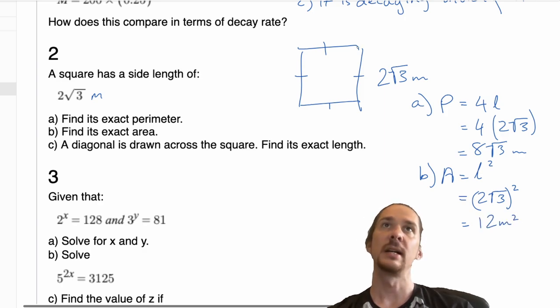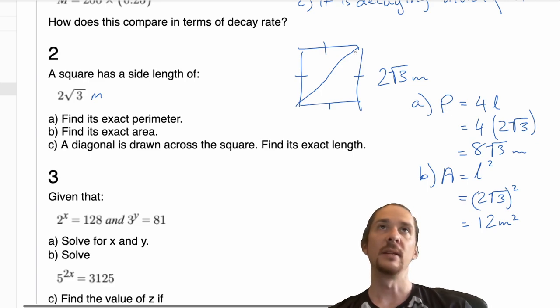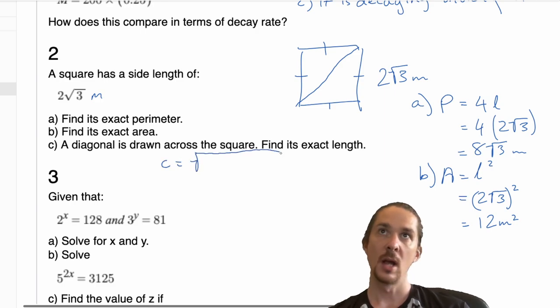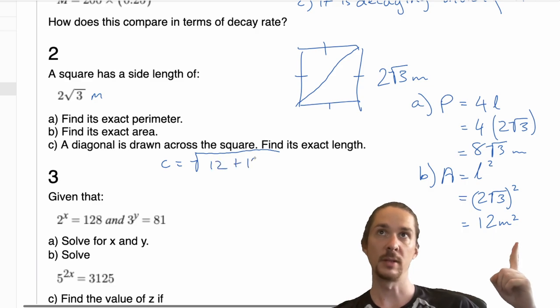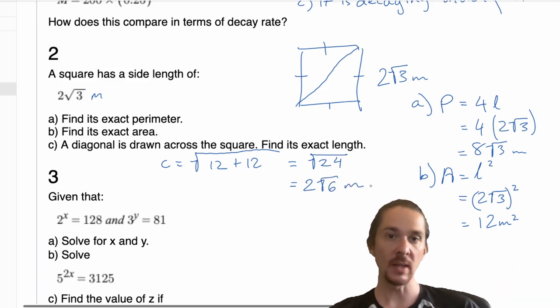If we draw a diagonal across here, Pythagoras' theorem says that the diagonal is going to be equal to the square root of the sum of the squares of the other two sides. And we know that the other sides, if they're squared, are 12 meters squared. So it's going to be 12 plus 12. In other words, we're looking at the square root of 24. We can pull out a square factor of 4, so that's 2 root 6 meters. Let's go on to the next one.